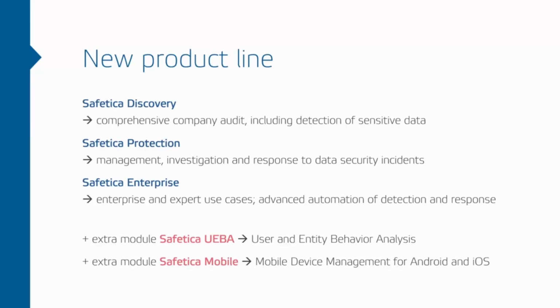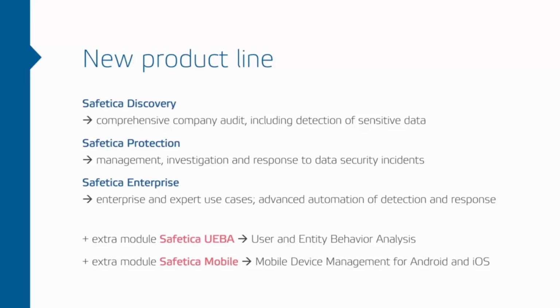And then you can take Safetica Enterprise, which also includes the same things that are in Discovery and Protection, but it adds some expert settings. It helps you cover use cases specific to enterprise environments, and it also allows you to automate some of the manual work by integrating Safetica with your other solutions so that Safetica really becomes a part of your enterprise security stack.